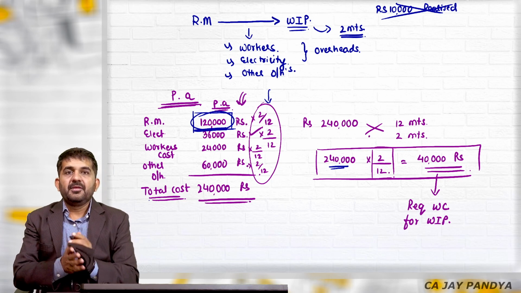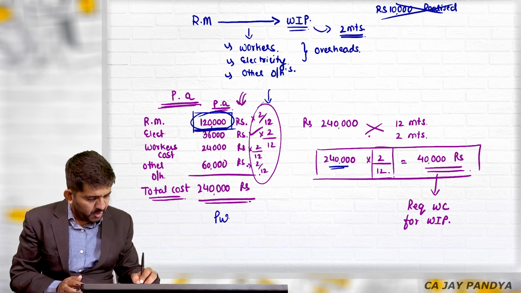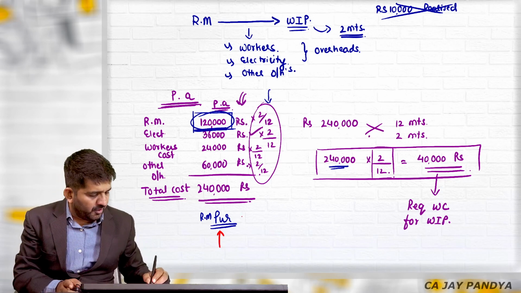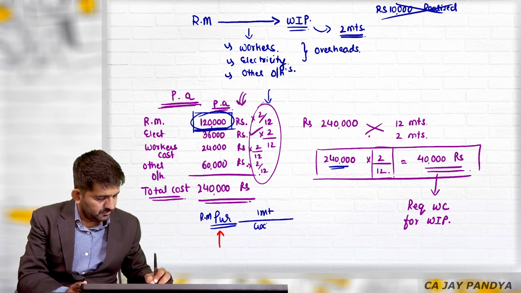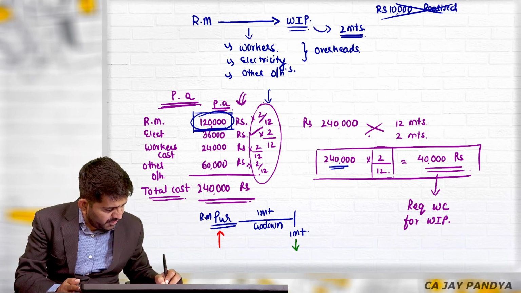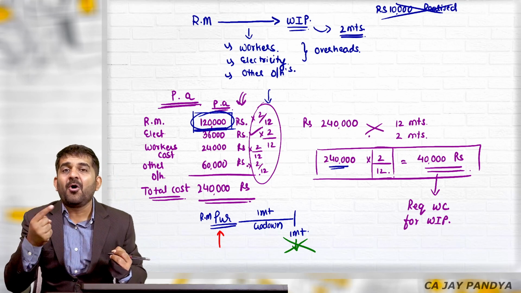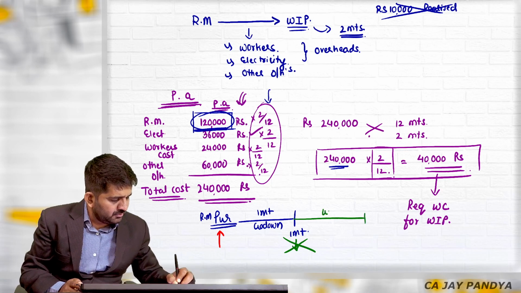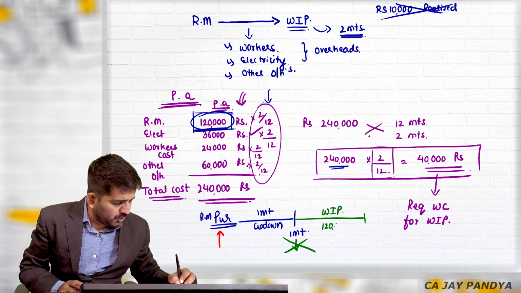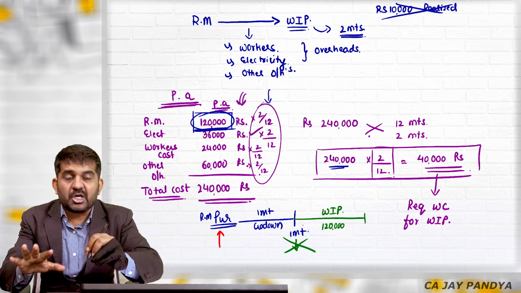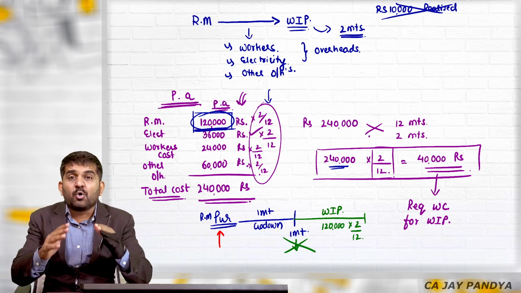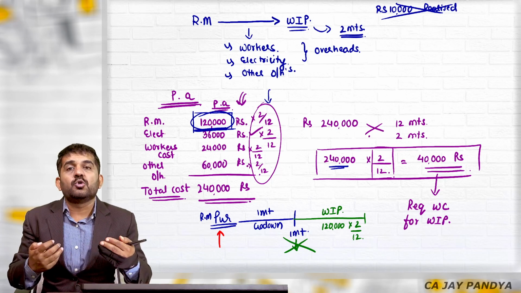Alright, let me clarify. Raw material was purchased, which is a cash outflow, and kept in the godown for 1 month. After 1 month, will there be a cash inflow? The answer is no. Now this raw material will be converted into WIP. So have I got this money back? No. So this 1,20,000 will still remain stuck for 2 months into 2 divided by 12, which is 20,000 rupees. Because of this raw material, there will be an additional 20,000 rupees requirement.